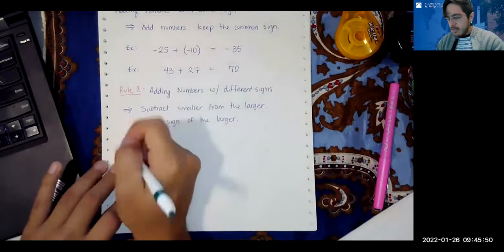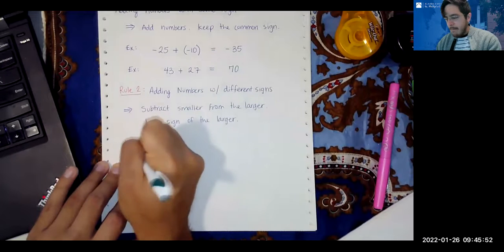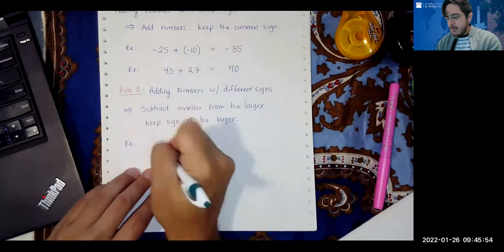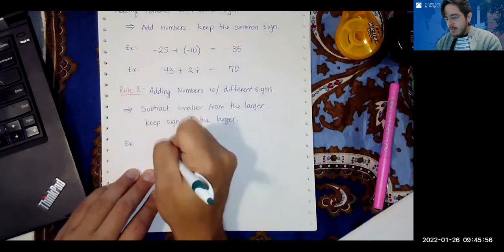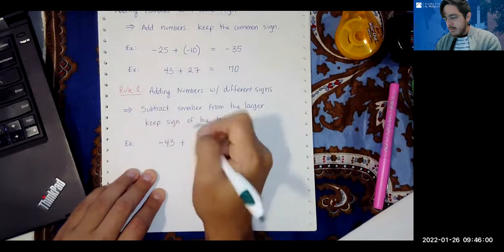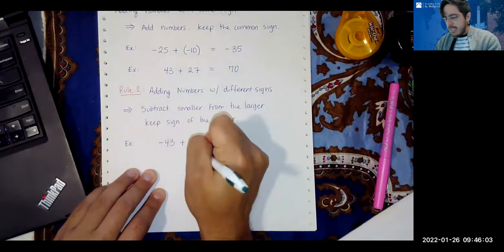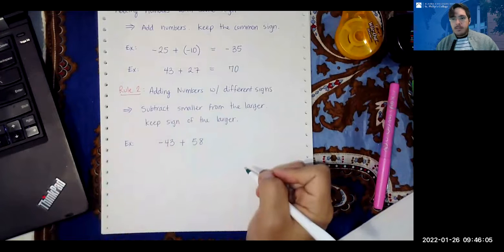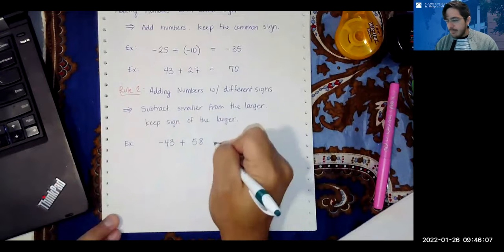Okay, so example. Let's do negative 43 plus, let's go with 58. Does anybody know what this should be?